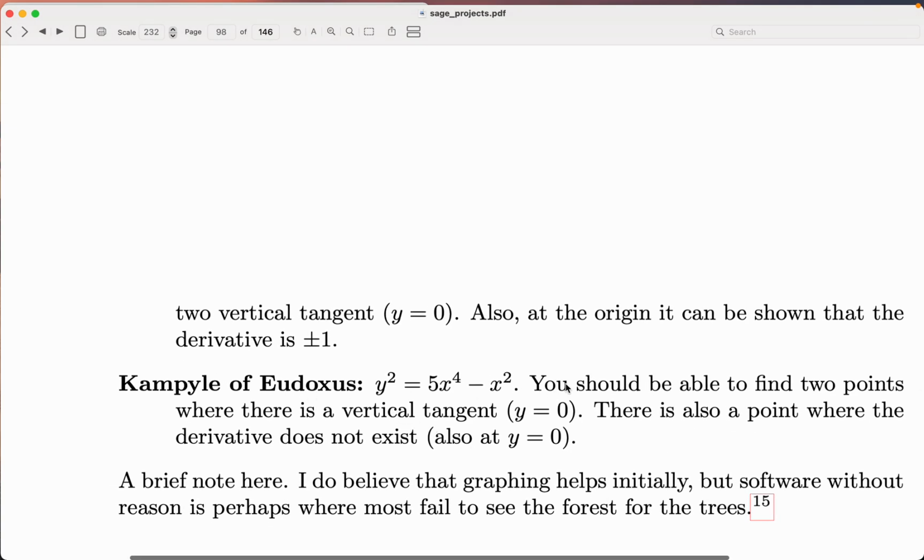Let's see. You should be able to find 2 points where there's a vertical tangent. I did that. There's also a point where the derivative does not exist, where y is equal to 0. Now I know. Yeah, it took time to think about it. What I want to point out is it's something I'm not seeing in the graph, by the way. But there is a point that satisfies this, and the point would be (0, 0). So, for example, (0, 0) would certainly be satisfied, but there is no derivative at (0, 0).